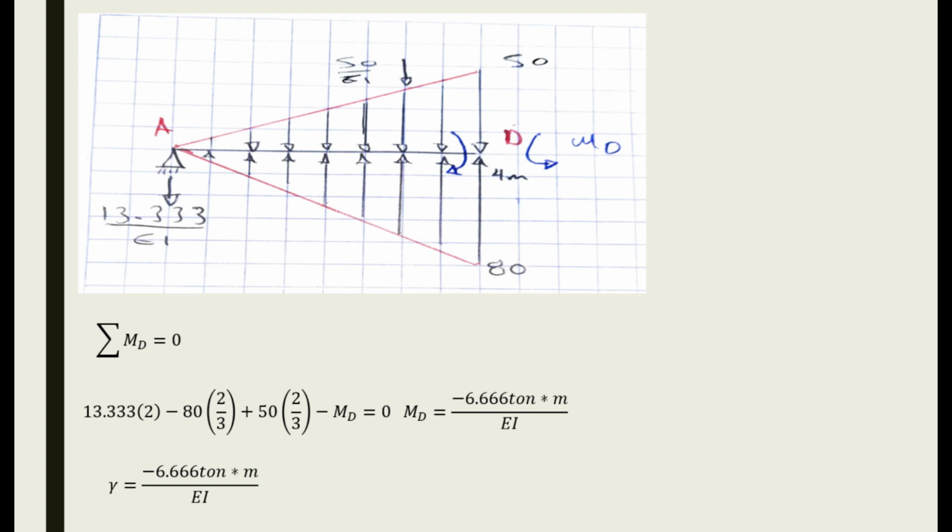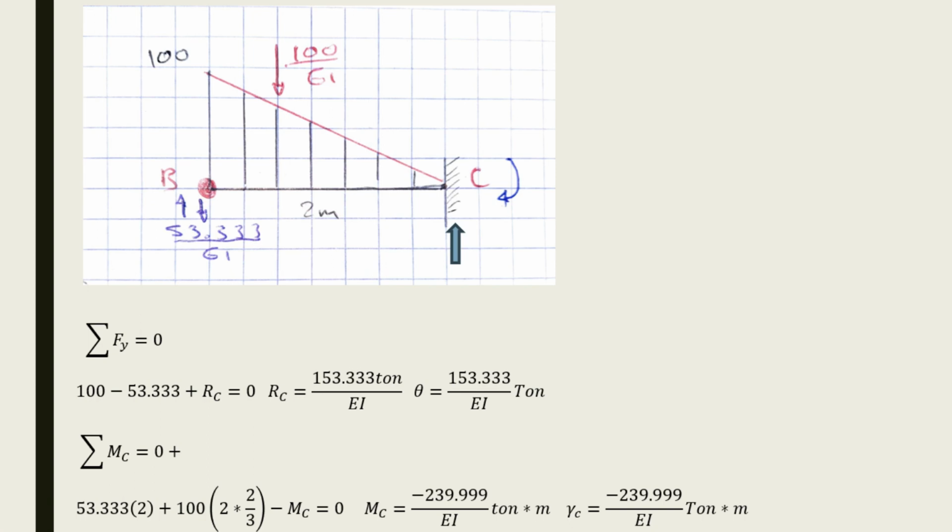Now we will calculate the deflection at D. For that we make the cut at point D, then we add the moments at D where counterclockwise is positive. Developing, we have that the moment at point D is equal to minus 6.666 tons per meter over EI, knowing that the moment in the conjugate beam is equal to the deflection in real life. So the deflection at D is equal to minus 6.666 tons per meter over EI.